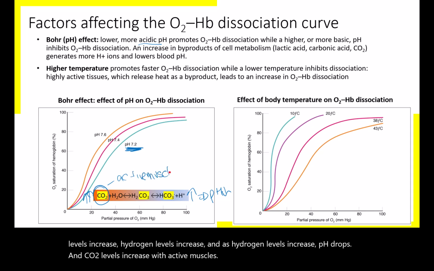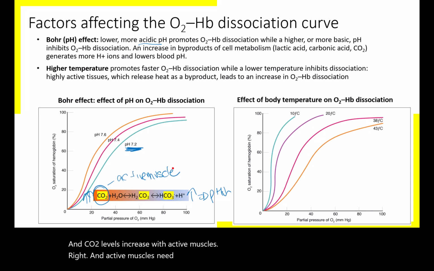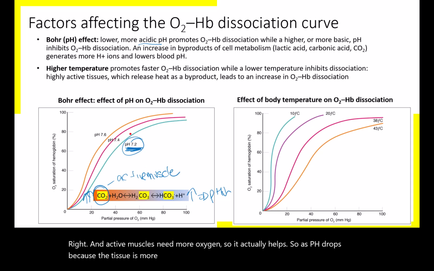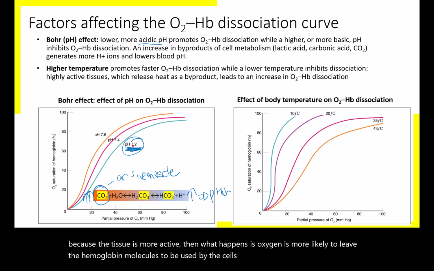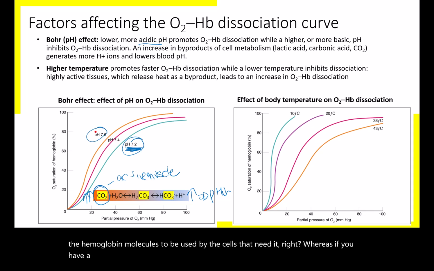And active muscles need more oxygen, so it actually helps. As pH drops because the tissue is more active, oxygen is more likely to leave the hemoglobin molecules to be used by the cells that need it, right? Whereas if you have a higher, more alkaline pH, the opposite happens.